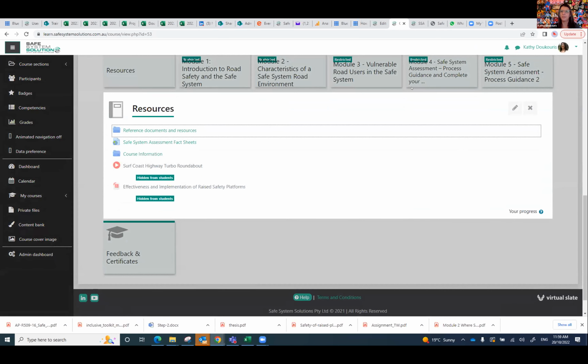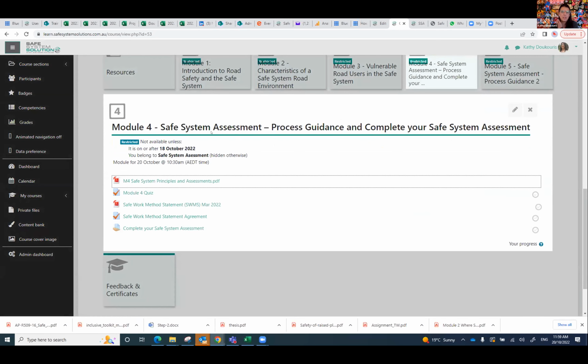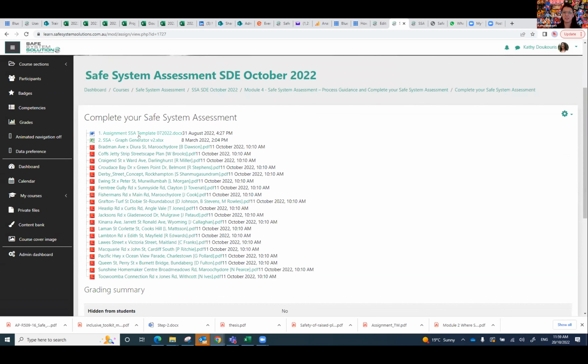So there's a few things for show and tell. First thing is module 4. This is where the safe work method statement is that Ken mentioned. That's the document in there. Your agreement is just a tick that you've read that and you will head out on site in a safe manner. And then you jump into complete your safe system assessment.